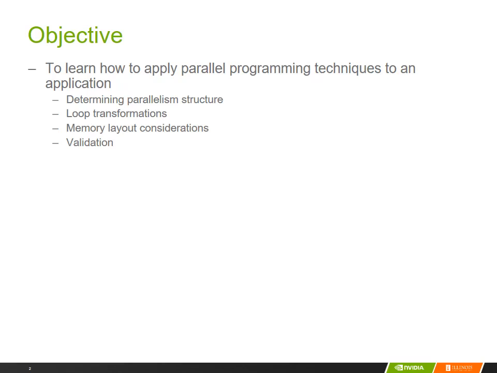And the fourth one is how we can validate the execution result against some application level requirements so that we know that the parallel kernels are producing the right kind of results.